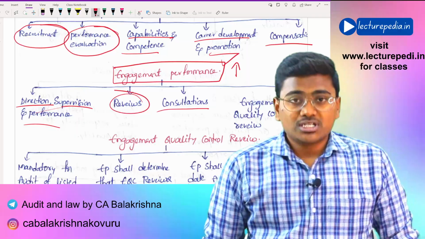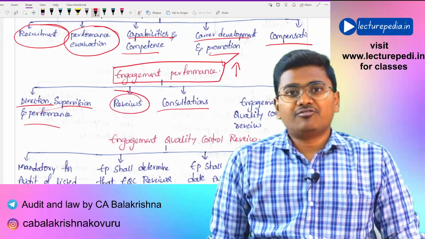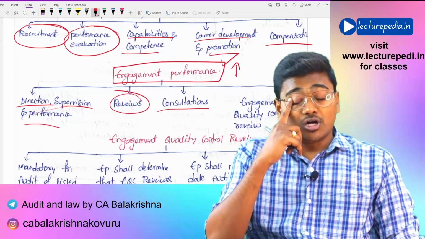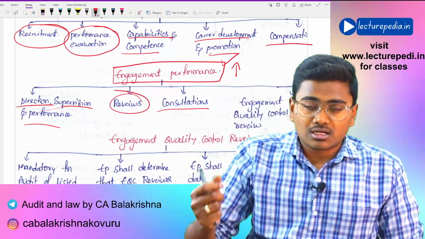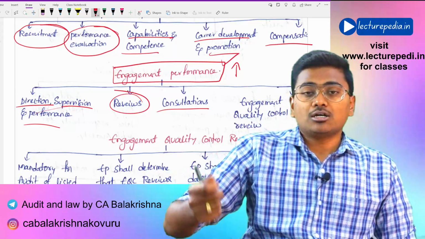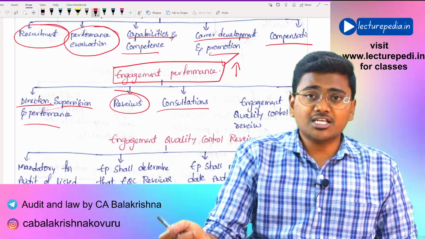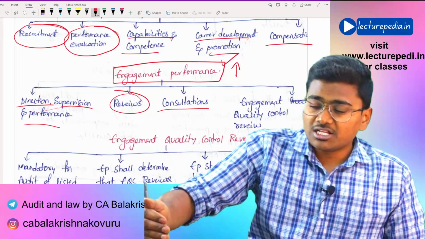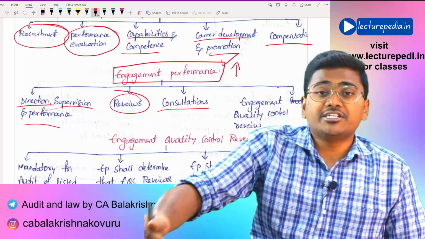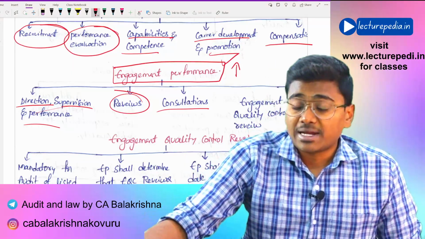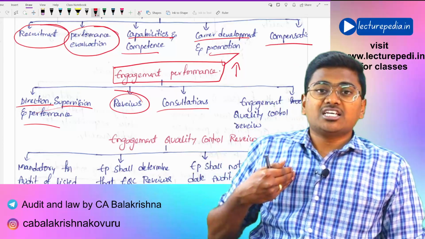And while doing the work, if the audit staff face any issues, they find any issues in the audit, they must bring them to the proper authority. They must discuss the matters, the issues with the proper authority within the entity or any person outside the entity, or discuss that matter directly with the engagement partner.